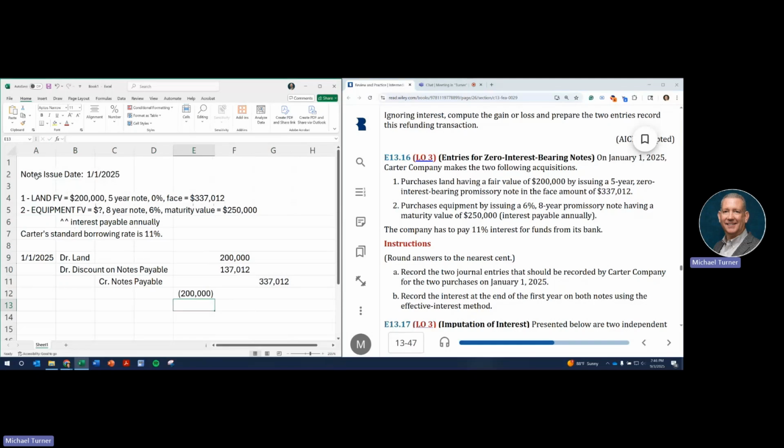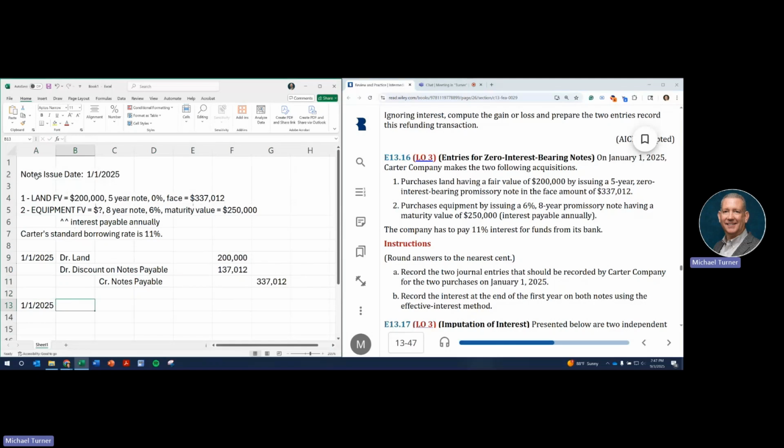So a little trick here, I don't know if it's a trick, a clue that we could look at. Why is this notes payable such an odd number of $337,012? Because that's what makes the $200,000 work for land. So we've confirmed through our present value calculation that the land is in fact worth $200,000. And that corresponds to what the note suggests with an 11% effective interest rate. Okay, so there's our journal entry to acquire the land.